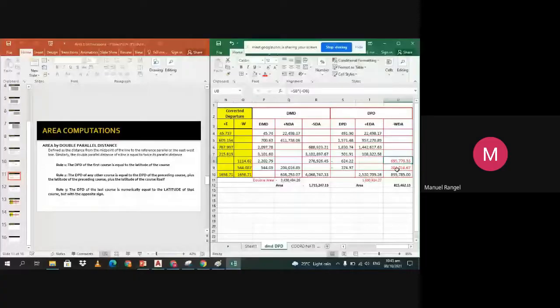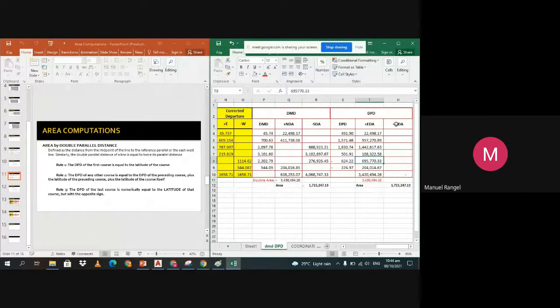Okay. So, negative multiplied by a negative sign, so it becomes positive. Since our DPD value is negative, and we multiply it by a negative departure, it becomes positive. Okay? Then this is the summation of the EDA.